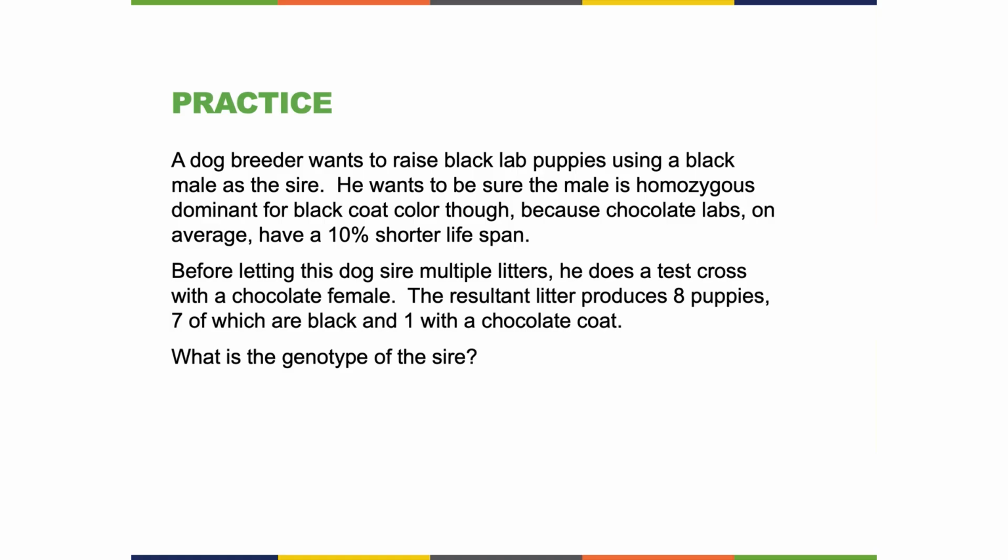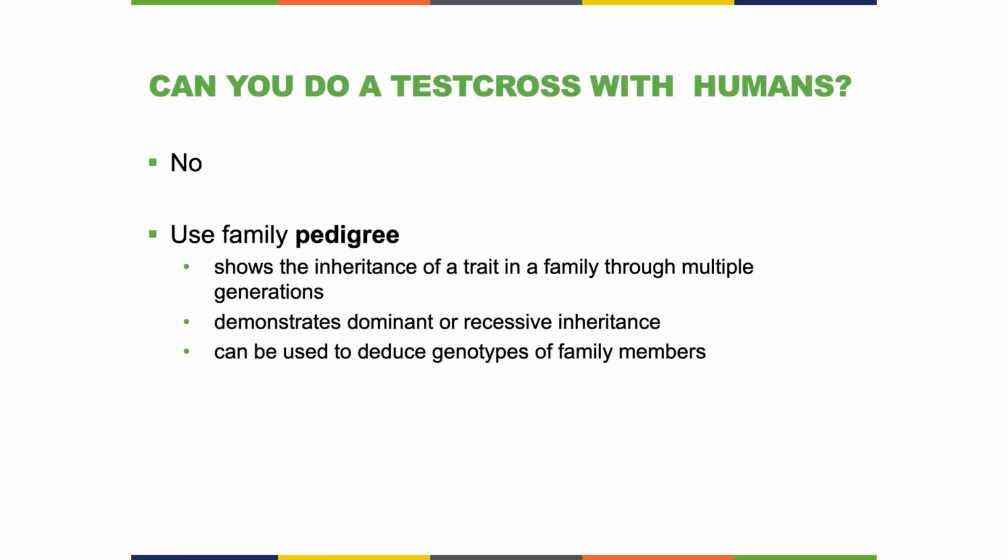over his lifetime. And so doing a test cross makes sense with animals and livestock that we might want to have a tremendous number of offspring from because they have some characteristic we really like. But can we do a test cross with humans? No, we can't do a test cross with humans. So instead we use something called a family pedigree.